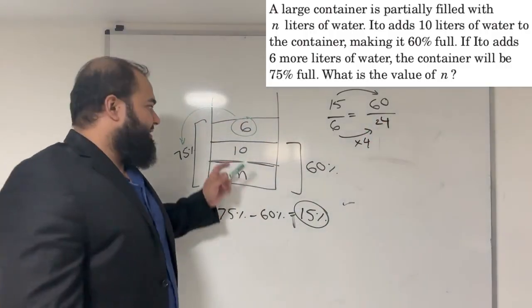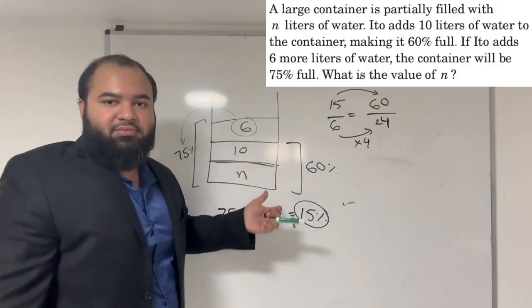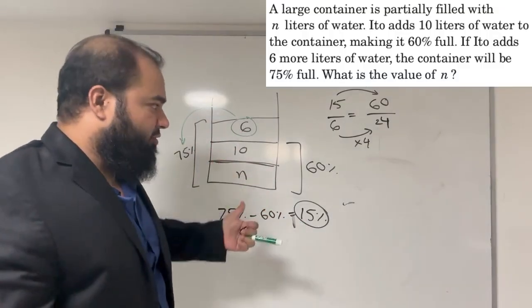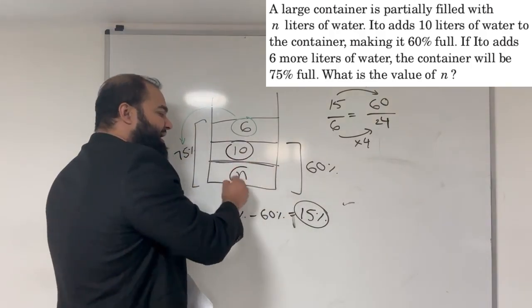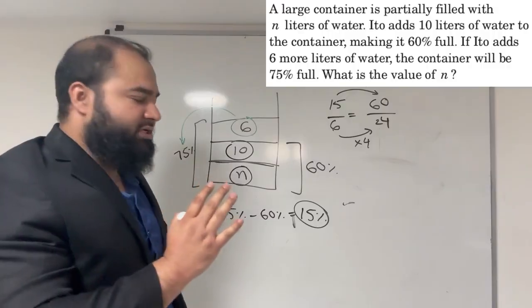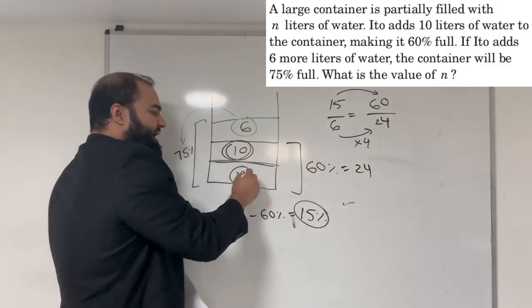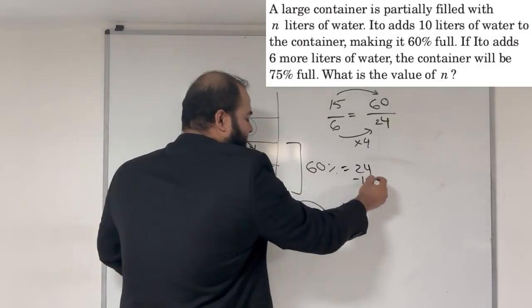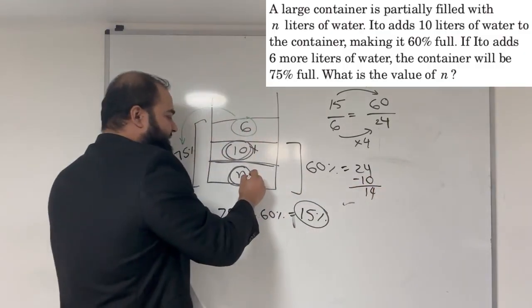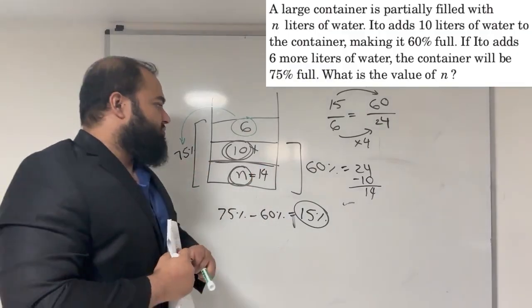Let's take a look at it again. If 15% is 6, 60% is just 4 times bigger. So that's 24. So 60% is 24, which includes this 10 and the n. If 60% is 24, which includes the 10 and the n, let's take out the 10 first. Minus 10. So the n must have been 14, because 14 and 10 adds up to 24.